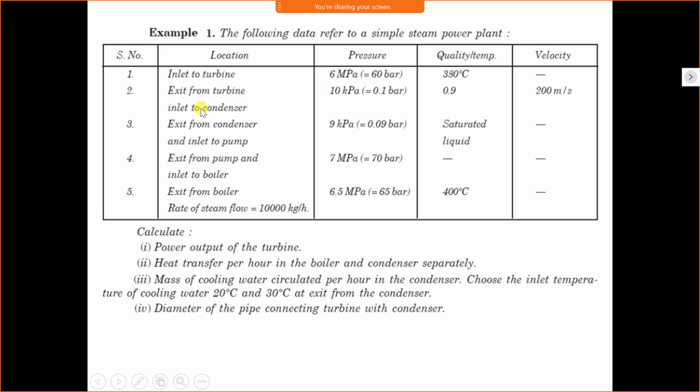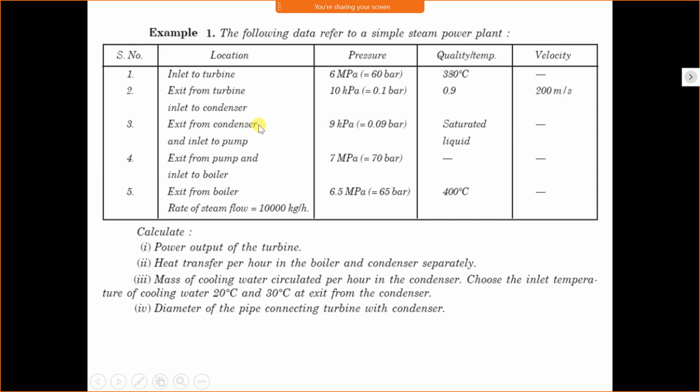Then exit from the turbine, or inlet to the condenser. Exit of the turbine is always the inlet to the condenser. At the exit of the turbine, the pressure of steam is 0.1 bar and dryness fraction is 0.9. Look at here, here it is in degrees Celsius, therefore it is 380 degrees Celsius, and here no unit is given, therefore it is a dryness fraction. Dryness fraction is 0.9 and the velocity of steam coming out of the turbine is 200 meter per second.